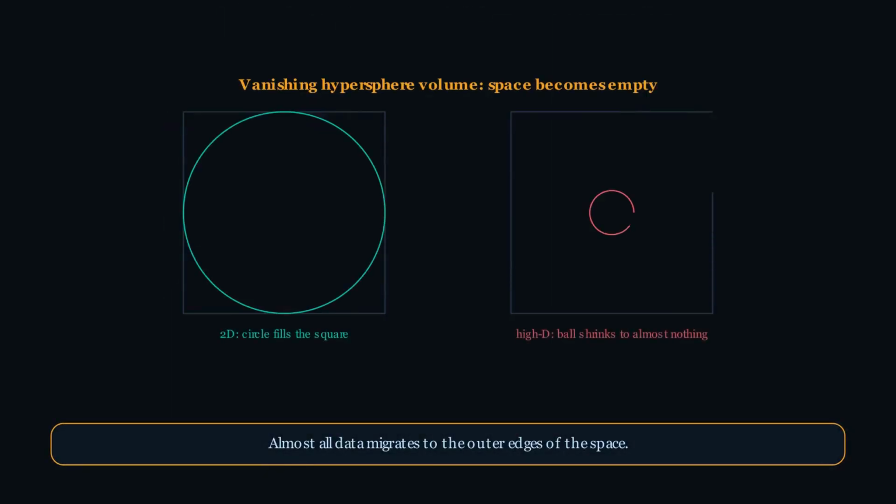At the same time, the volume of a high-dimensional sphere collapses relative to its bounding cube. In 2 dimensions, a circle fills most of its square. In high dimensions, that same sphere becomes vanishingly small. Nearly all the data migrates out to the corners and edges of the space.